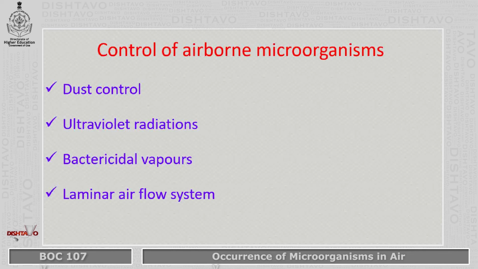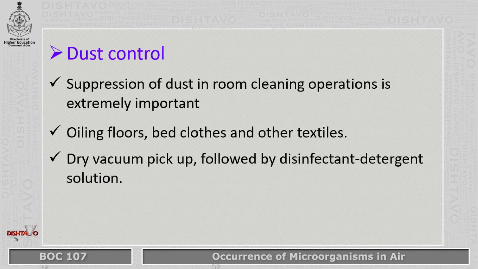It is important to control the microorganisms present in the air, especially indoors. This is done through various methods. One is by directly controlling the dust, ultraviolet radiations, bactericidal vapors, and laminar airflow systems.